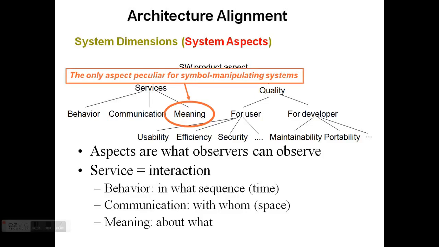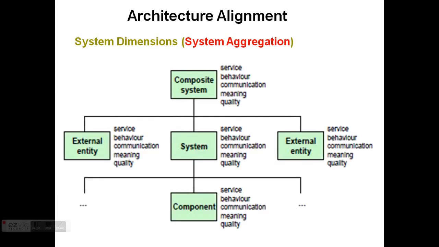Now we look at system aggregation. System aggregation is the composition of complex systems from similar systems, or I should say similar subsystems. When we study IT architecture alignment, this simple picture becomes more complicated because there are different kinds of aggregations. In this image, we can see composite systems, which is about the service behavior, communication, meaning, and the quality of the system. External entities also have these attributes. System itself, external, and also a component.